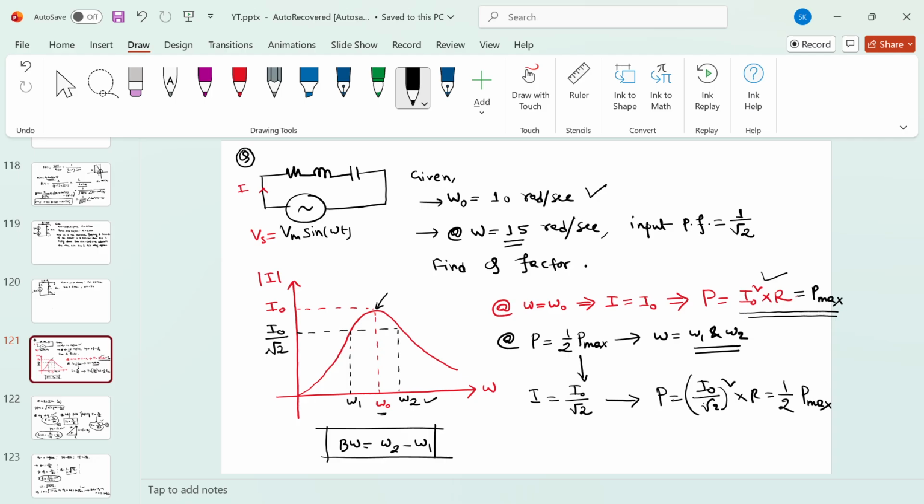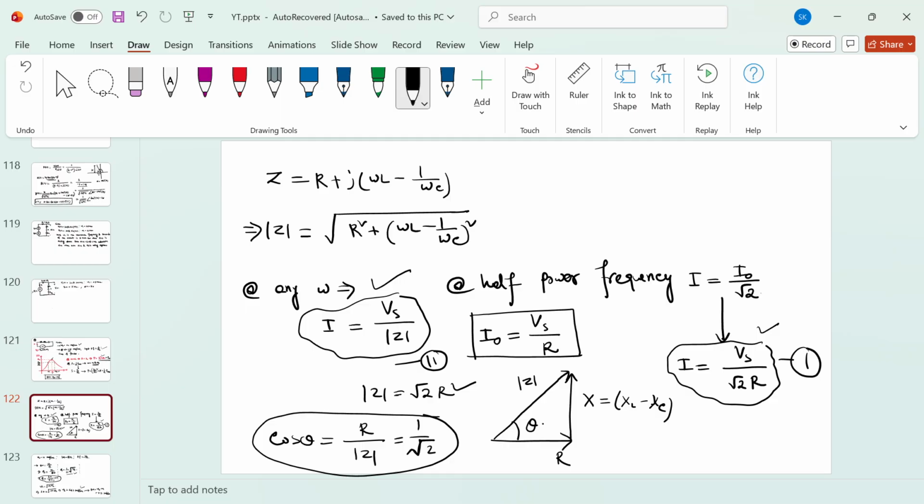And this is an important observation you can remember. But even if you are not able to recall it, this is how you can derive it: what half power is, and how to derive the half power frequencies. You can just go with the basics.